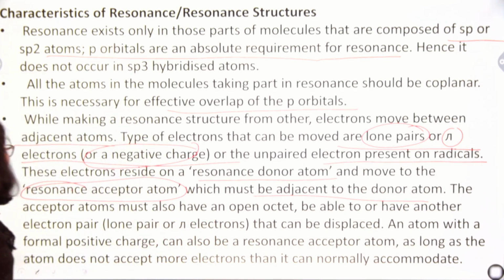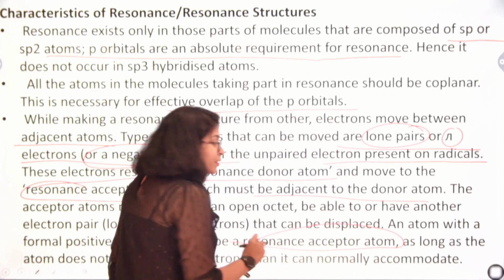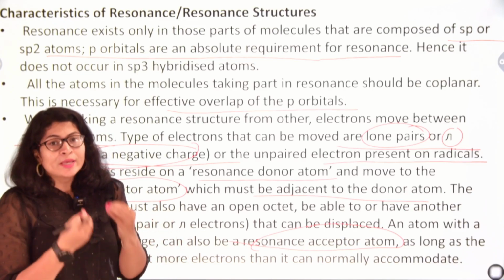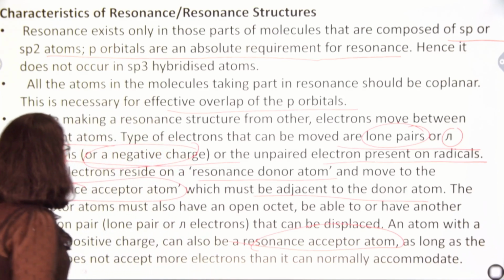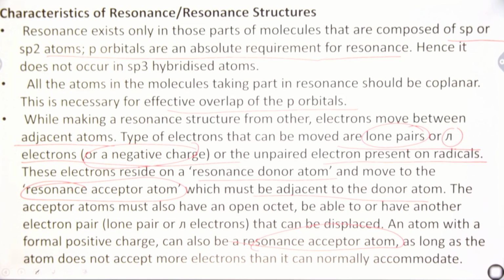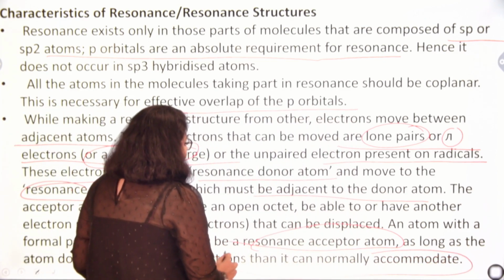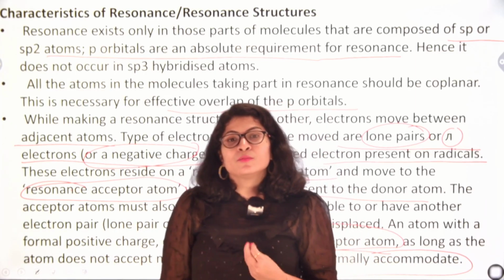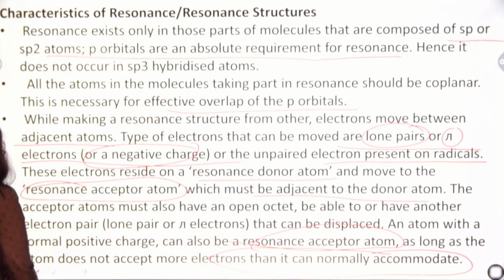An atom with a formal positive charge can also be a resonance acceptor atom. In any way, what it signifies is that the acceptor atom must have the ability to accept electrons, must be deficient in electrons basically. An atom with a formal positive charge can also be a resonance acceptor atom, as long as the atom does not accept more electrons than it can normally accommodate. It can take up electrons until it has fully satisfied its octet. Basically, the atom should be deficient in electrons. This is the gist or the moral of this point.